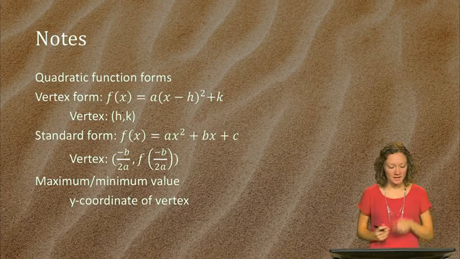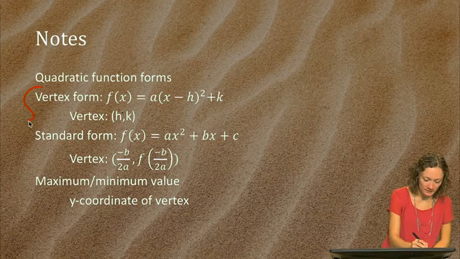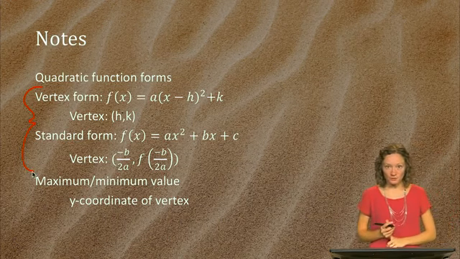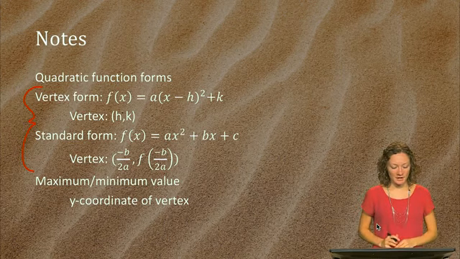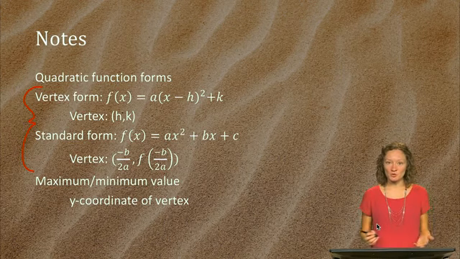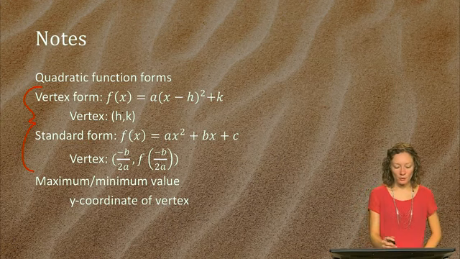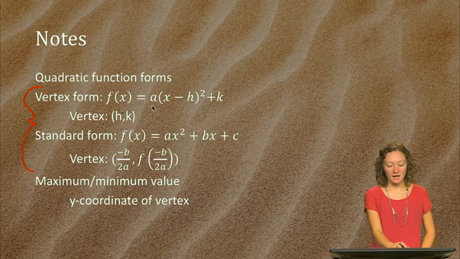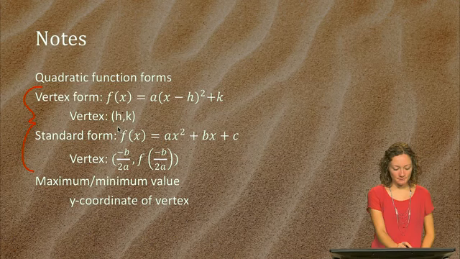Okay, so our notes. These are the quadratic function forms. We have vertex form, which is the form we saw in the last video, and then standard form, which we've seen previously throughout the semester. So one of the things we're looking for is the vertex. If it's in vertex form, well, then the vertex is pretty much handed to us. It is the h, k value.